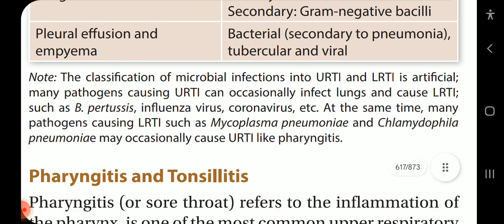The classification of microbial infections to URTI and LRTI is artificial. Many pathogens causing URTI can occasionally infect lungs and cause LRTI such as Bordetella pertussis, influenza virus and coronavirus, etc. At the same time, many pathogens causing LRTI such as Mycoplasma pneumoniae and Chlamydophila pneumoniae may occasionally cause URTI like pharyngitis.